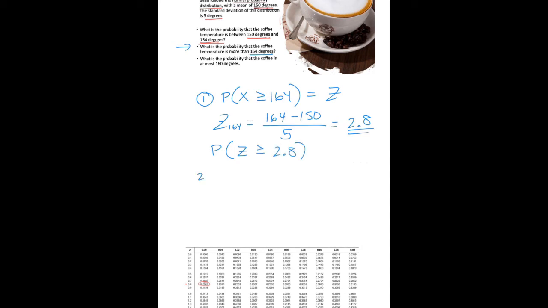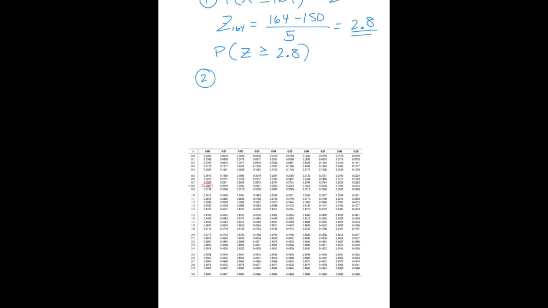Okay, step 2, let's draw it out. So here's our distribution. The mean of our distribution is 150, which is equivalent to our 0 in terms of the standardized format. Here we're looking at 164, which is 2.8 in our standardized format. So what are we looking for here? We're looking for the area greater than 2.8. So we're looking for the tail, right? We can see this is going to be a fairly small area, but let's find exactly what it is.